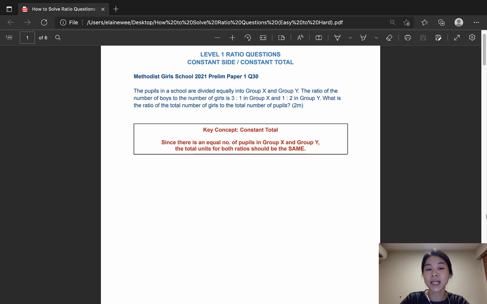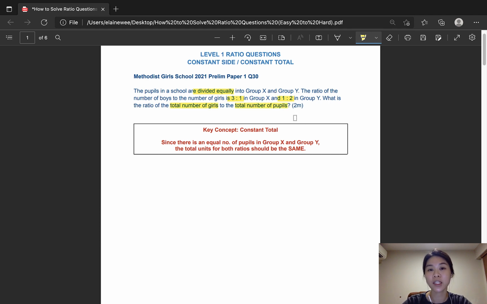Now this question is taken from MGS prelim paper from last year and it is worth 2 marks. The pupils in a school are divided equally into group X and group Y. The ratio of the number of boys to the number of girls is 3 to 1 in group X and 1 to 2 in group Y. What is the ratio of the total number of girls to the total number of pupils?